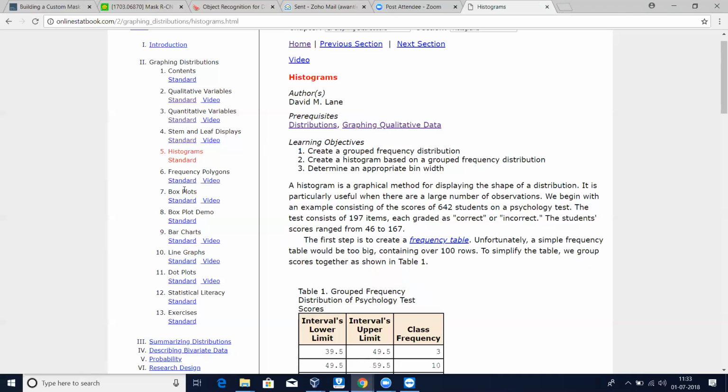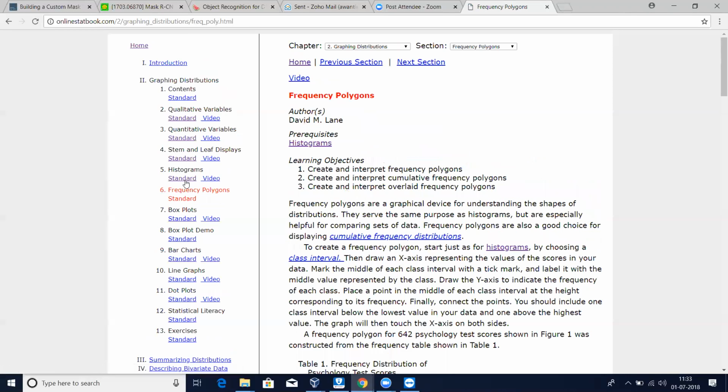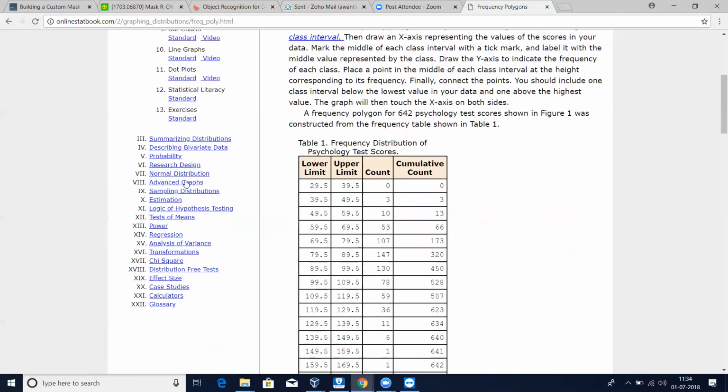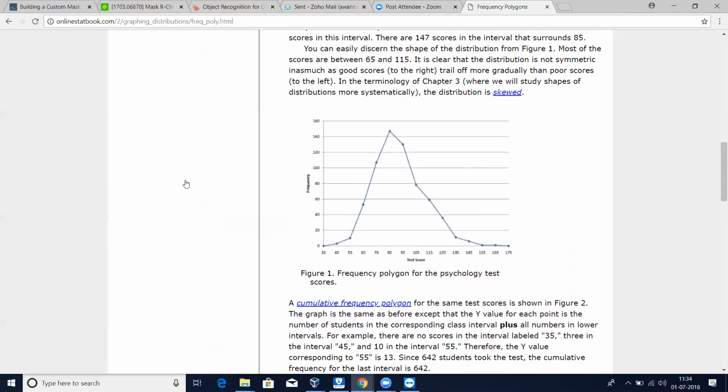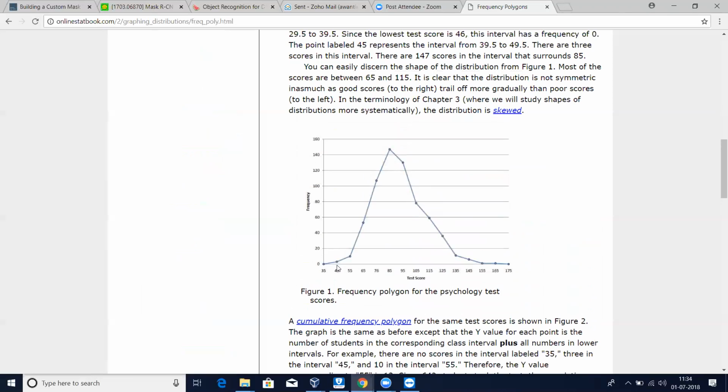Okay, then comes your frequency polygons. As you can see, this is the score and this is the frequency, and you are connecting the points and joining them in this graph. You can do that if the range is not very high. This is a frequency polygon.